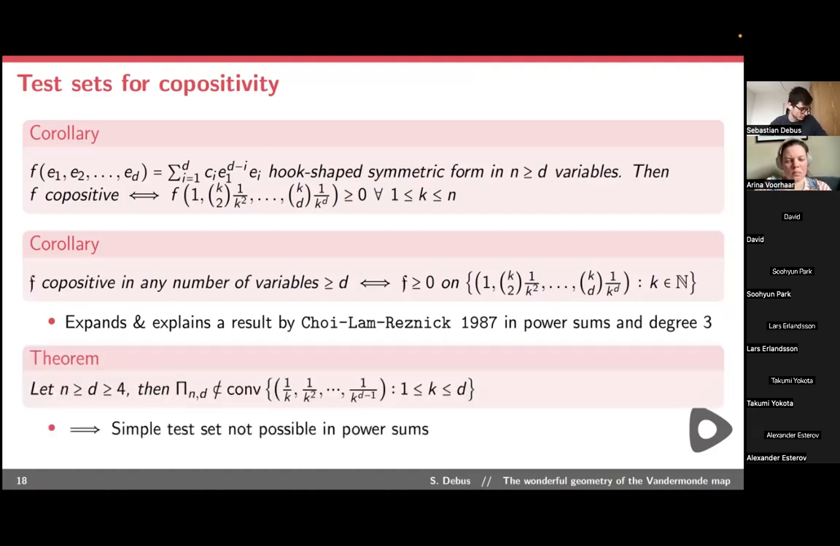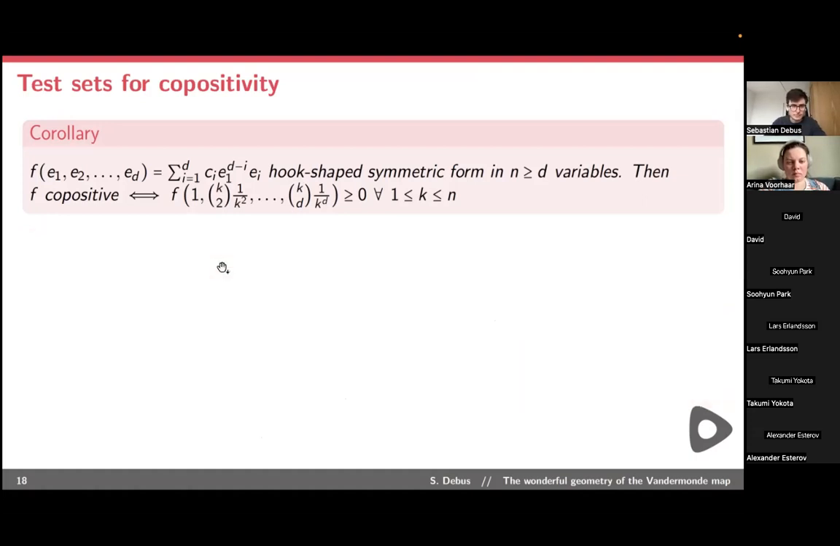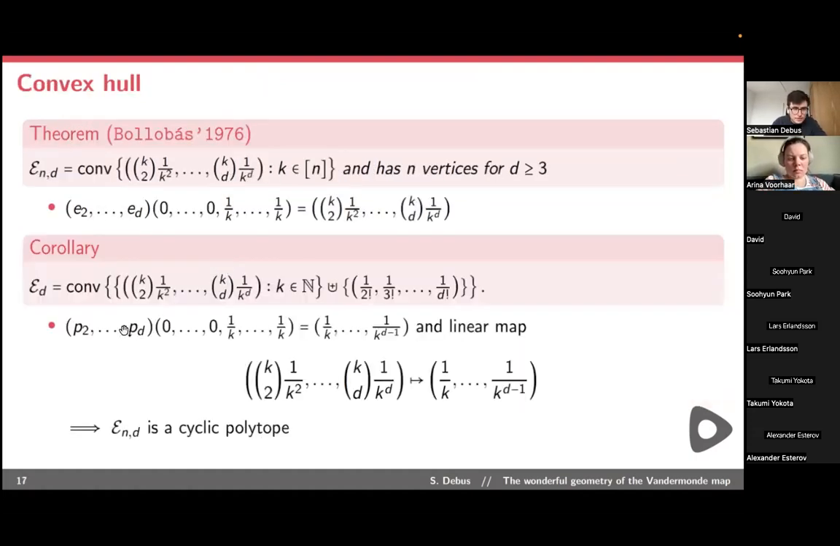And I said things go wrong when we work with power sums and the convex hull of the Vandermonde cell. This is because the Vandermonde cell is actually not contained in the convex hull of only those special points. These are the points that you would believe are correct if you work with elementary symmetrics, because those are the same evaluations. So P2 up to PD is now evaluated at the same points as the elementary symmetrics.